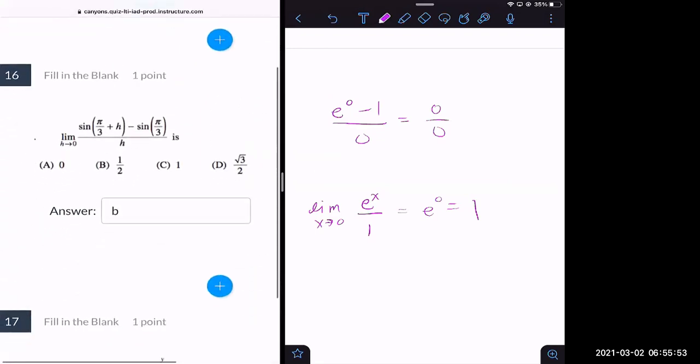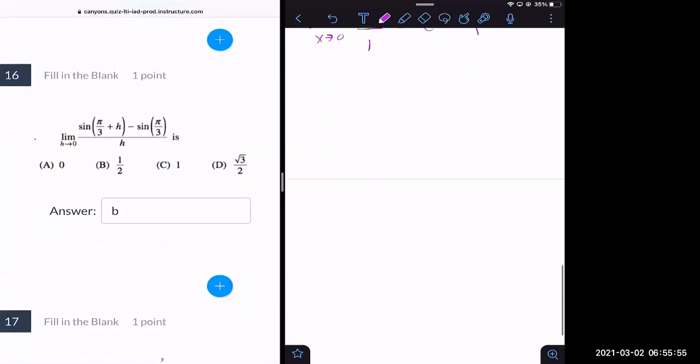Okay, this one, is that right? Yeah. Okay. So once I see the h goes to 0, I know that I'm going to compare it to the limit as h goes to 0. The formula is supposed to be f of x plus h minus the function of x all over h. So I want to focus on what comes after the minus. So this sine of pi thirds, that's the function that I'm taking the derivative of. So this limit is the definition of the derivative of f of x.